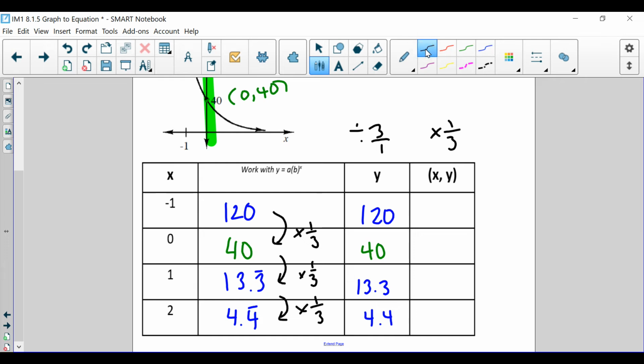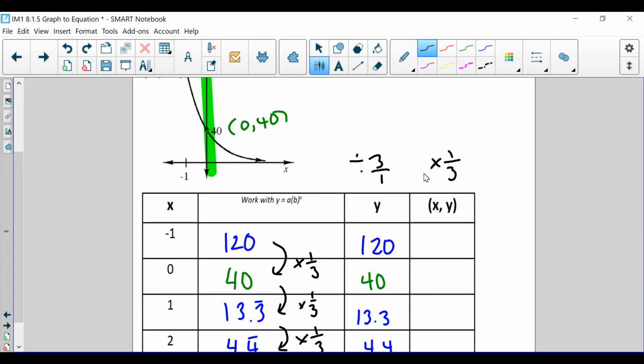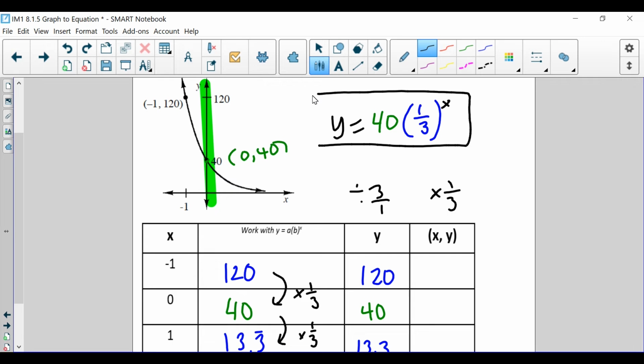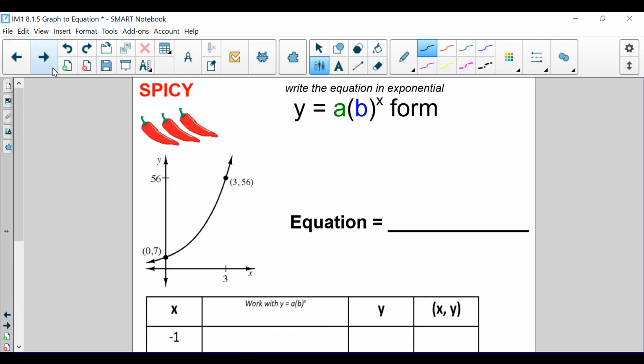So, what is the equation? Well, the equation is y is equal to, what is the a value, also known as the y-intercept? The y-intercept was 40. What was the multiplier? The multiplier was 1/3 each time, and that's going to be raised to the x power. We've got it. All right, and then finally, let's go over the last question together.